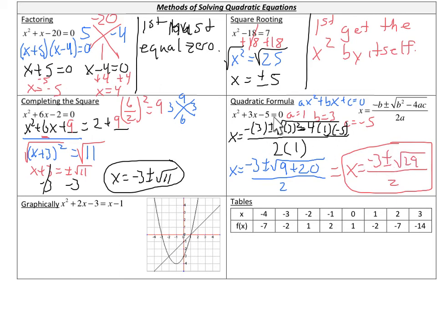Quadratic formula always works. It's not very good if your A, B, or C are really big numbers. It's not your best choice. But if A, B, and C are all like single digits or kind of low numbers, it's not a bad idea to try it.